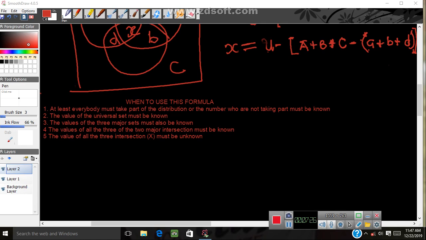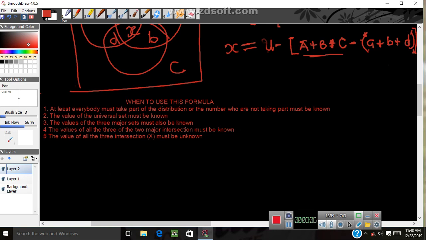Two, the value of the universal set must be known. Yes, when you have the value of the universal set, you can use this method to solve any related question with it. Then the third one is that the values of the three major sets must also be known. What are the three major sets? We got A, we got B, we got C. These are the three major sets as I'm underlining them. Good. They must also be known. So if you have them, then you know that you are gearing towards this.